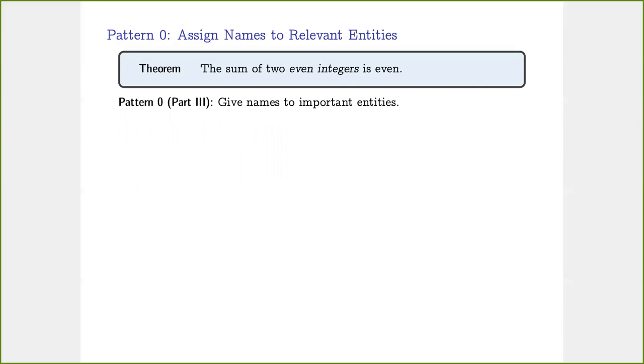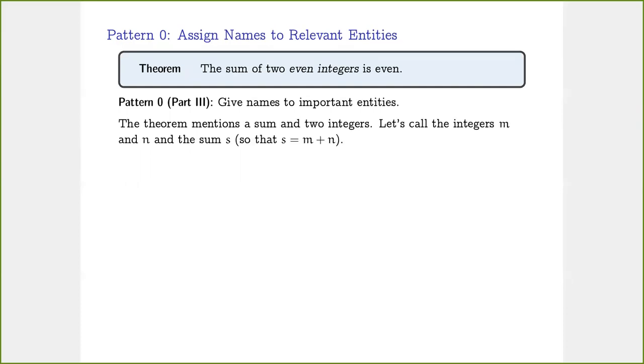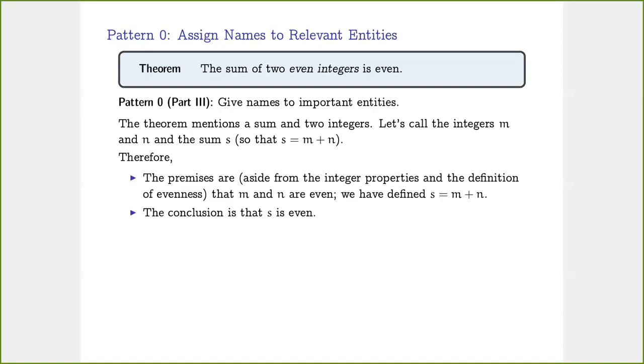Okay, our next pattern, the concluding part of pattern 0, is we can assign names to relevant entities. So the sum of two even integers mentions a sum, mentions two integers. Let's give names to these important entities. So we'll call one of the integers m, the other one n, and the sum we'll call s, so that s equals m plus n. Therefore, the premises are, aside from the integer properties and the definition of evenness, that m and n are even, and we've defined that s equals m plus n, and the conclusion is that s is even.